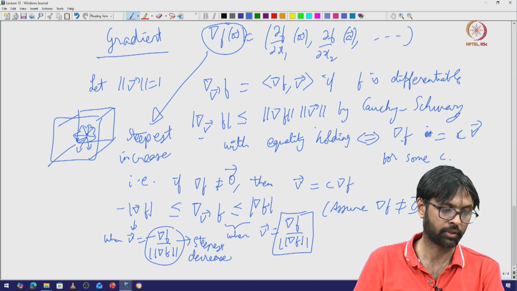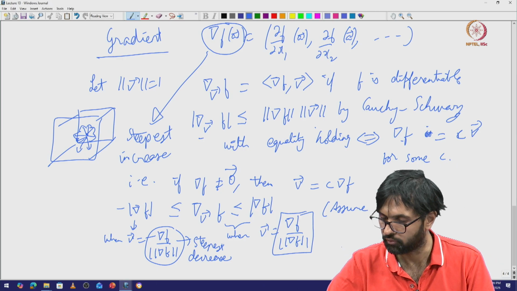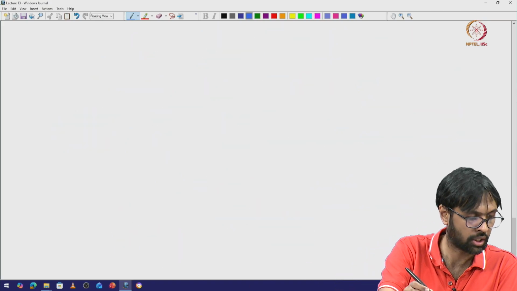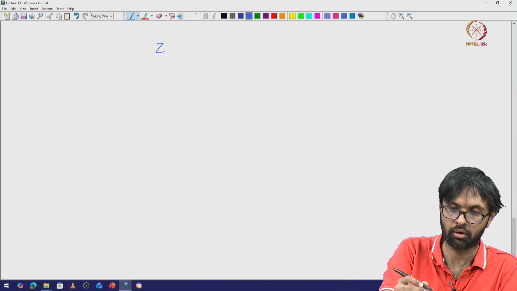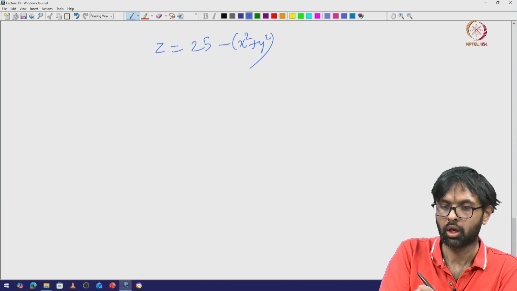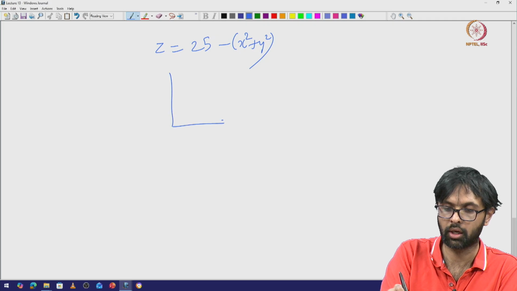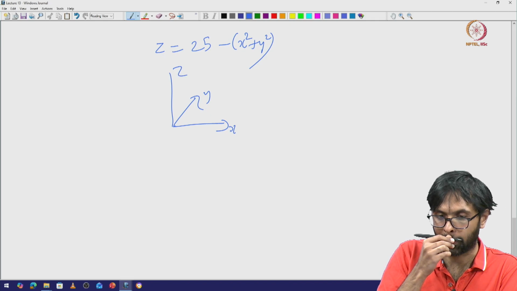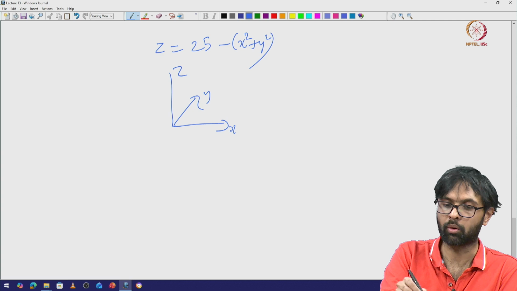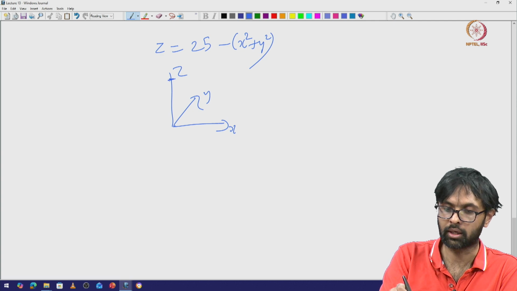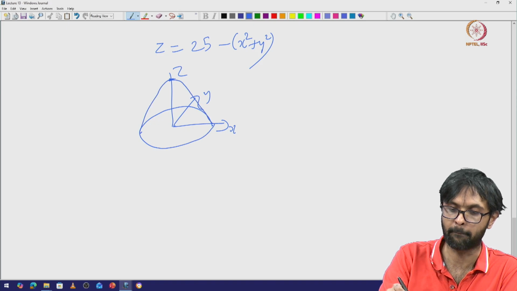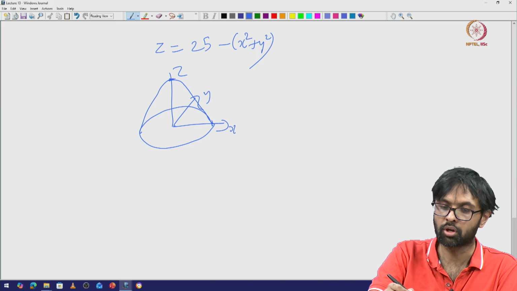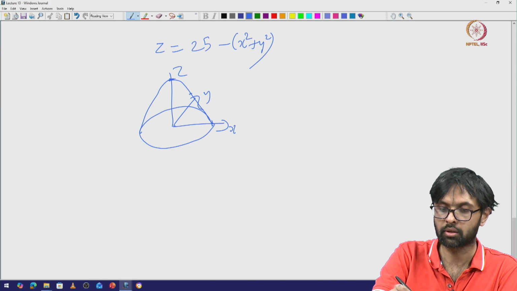Okay. So for example, if you look at this function, let's say call this z, so this is say 25 minus x square plus y square. What would the graph of it look like in 3 dimensions? This is x, y and z. So when you take x equals y equals 0, you're at 25. When you take x square plus y square equals 25, on this circle you're at 0. So it's like a little mountain. Suppose you're trekking up this mountain. Suppose you're at this point.